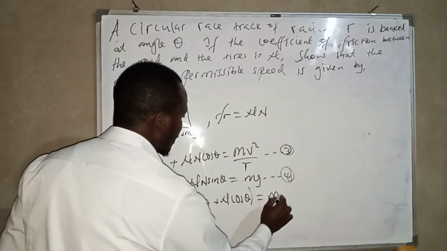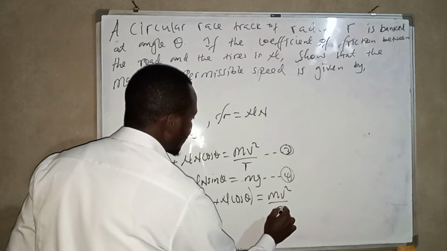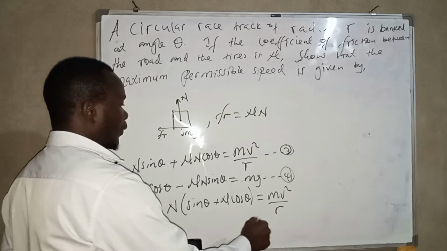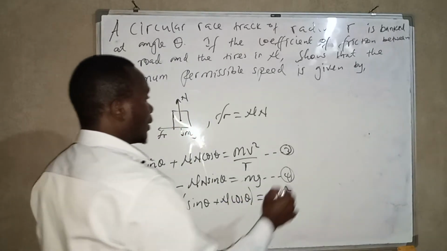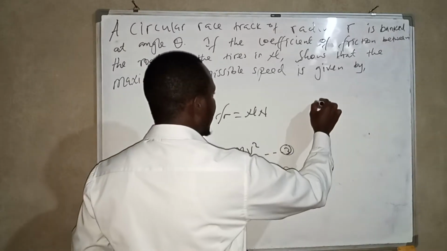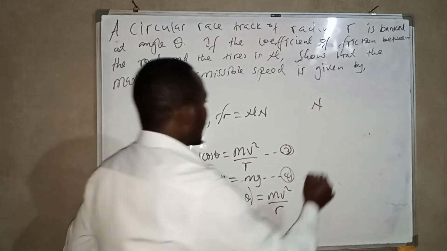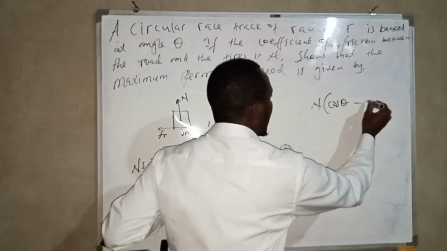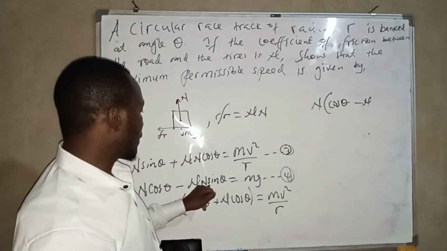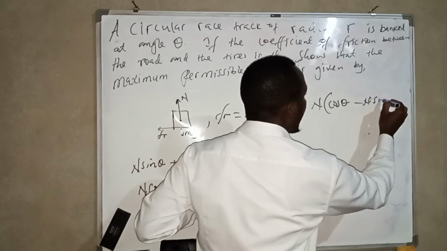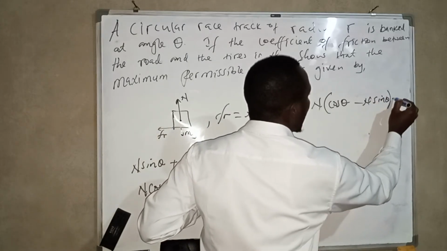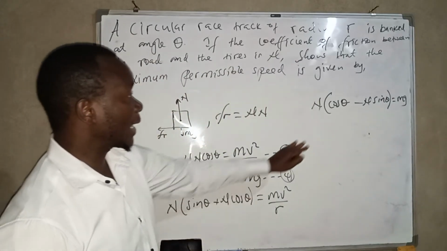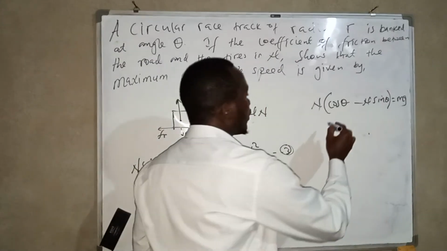This will give us mv squared over r. So then from this, if we factor it out, we are going to have N times cos theta minus mu sin theta, which will give us mg. So let us make it the subject of the formula from here. We make N the subject.